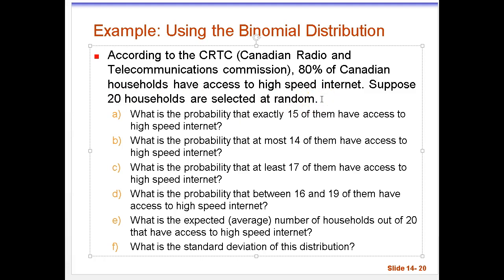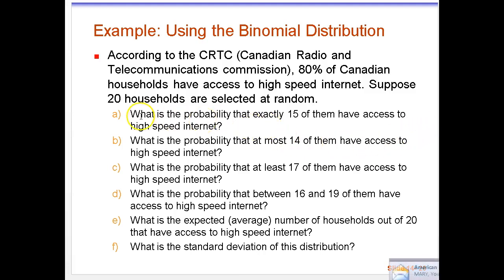The other thing that makes this a binomial is the fact that we are counting. So we pick 20 households, presumably whoever's conducting this survey phones up these households and asks them whether or not they have access to high-speed internet. And when we do this, we're counting out of those 20 how many have access. And because we're counting, that's a whole number. We're not actually measuring anything, we're counting. All right, so let's have a look at each of these questions in turn.